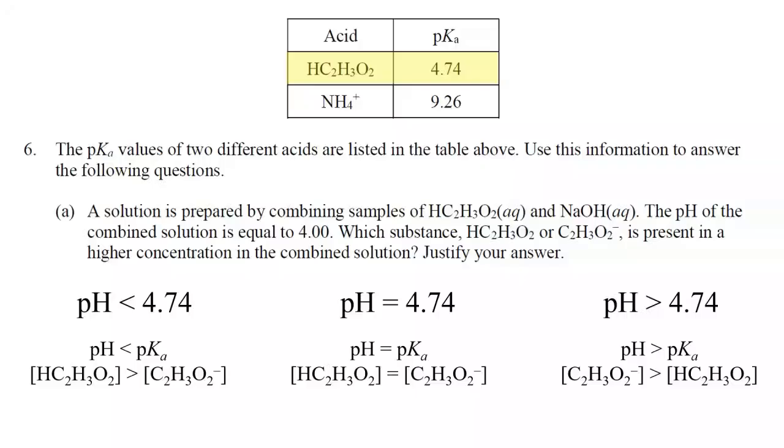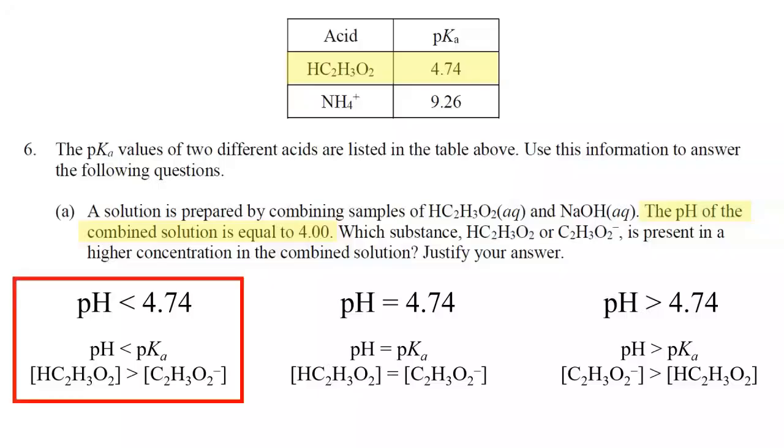So we know in part A, it says the pH of the combined solution is equal to 4.00. And since 4.00 is less than 4.74, then the situation that I'm highlighting on this slide is the correct answer. So which substance is present in a higher concentration in the combined solution? The answer is acetic acid, HC2H3O2, is present in a higher concentration because the pH of the solution is less than the pKa of the acid.